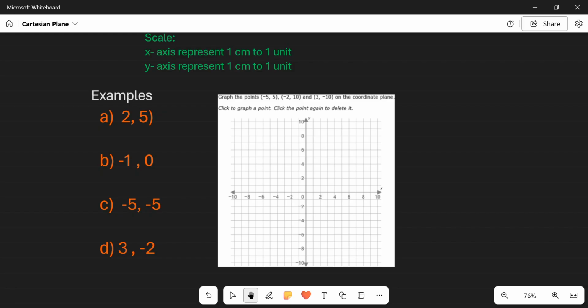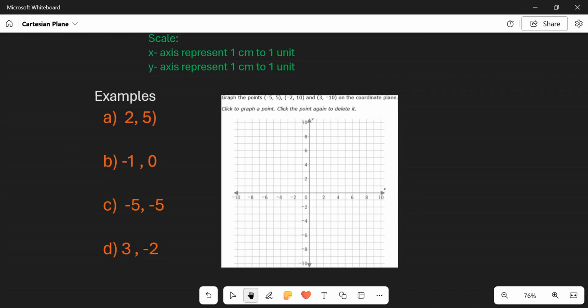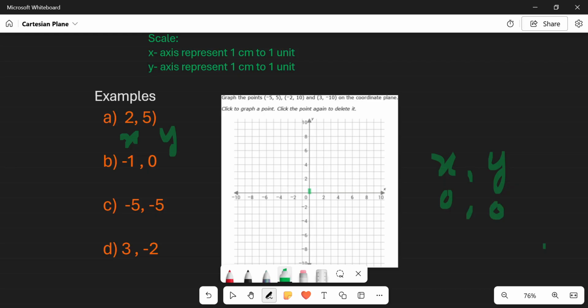As you know, the first value belongs to the x-axis, and the second one is y. So x is 2. How are we going to find 2 on the graph? The center point is called the origin, and its value is 0 comma 0, meaning x is 0 and y is also 0.